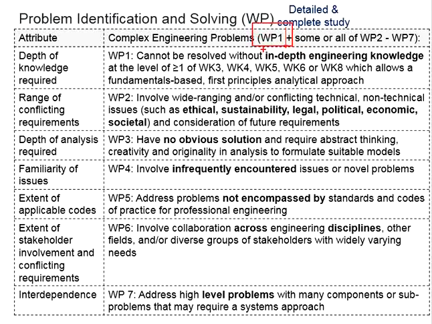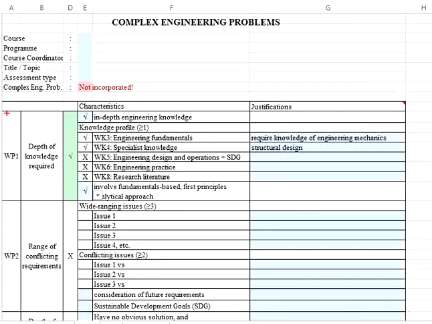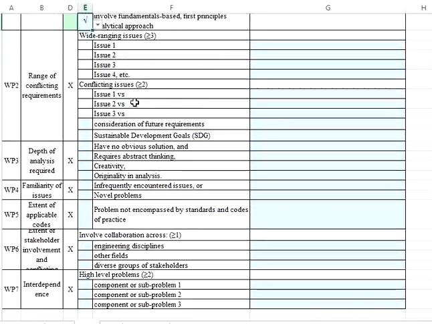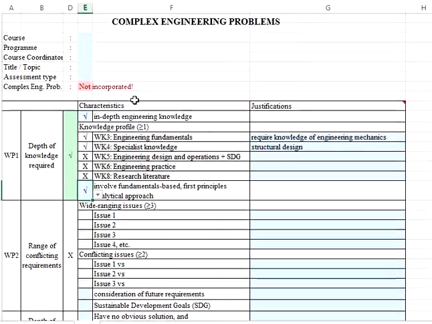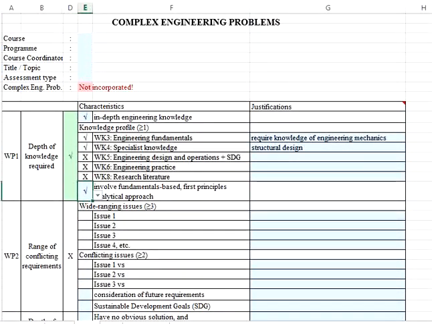WP1 will be the bare minimum. You need at least two more others. In this case, you only have one WP1. You will know that the complex engineering problem is not there yet. In this case, you will have to elevate the engineering problems, incorporating the other elements of the engineering problems.